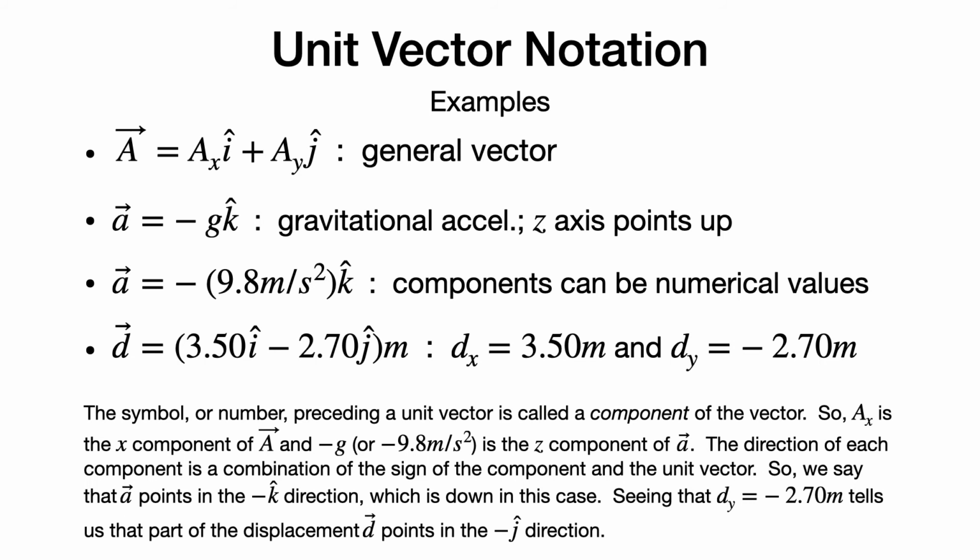The symbol or number preceding a unit vector is called a component of the vector. So x hat is the x component of A, and minus g, or minus 9.8 meters per second squared, is the z component of the acceleration A. The direction of each component is a combination of the sign of the component and the unit vector itself. So we say the acceleration A points in the minus k hat direction, which is down in this case, and we see that dy, which is minus 2.7 meters, tells us that part of the displacement d points in the minus j hat direction.